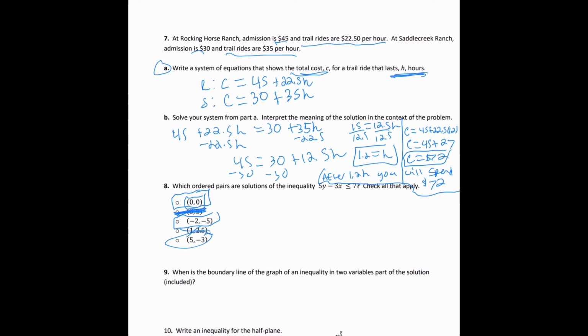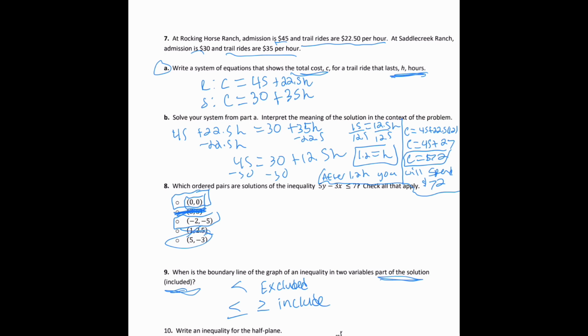Okay, number 9 is a simple one. When is the boundary line of the graph of an inequality in two variables part of the solution? When is it included? So that's what we were talking about the other day. If you have a less than or a greater than sign, the boundary line is excluded. But if you have a less than or equal to or a greater than or equal to, that's when you would include the boundary line in the solution. Okay, last question on this page.